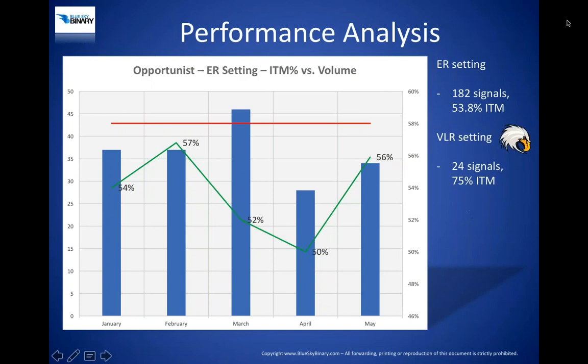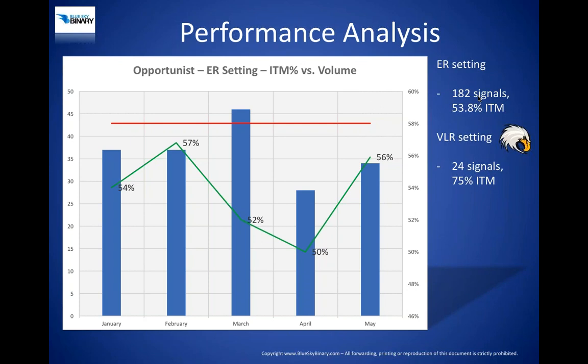So let's take a look at Opportunist. Opportunist, better than Tiki on the ER setting, 182 signals versus Tiki's 315 signals, right? So roughly speaking, 40% drop in volume or 60% of the volume. But again, he's only generating 54% through time, all right? And again, the red line is what he needs to meet, and he's missing it by a few percentage points each month, right? But the same analysis that I did with Tiki, if you did for him, you'll see that actually month by month, every month, not just one great month and the rest were bad.